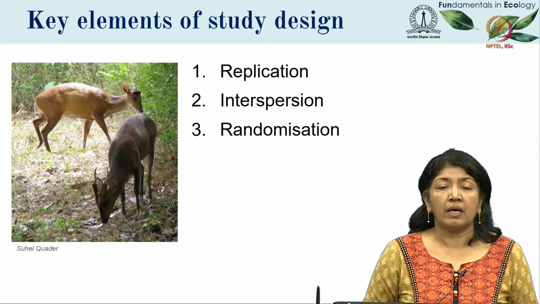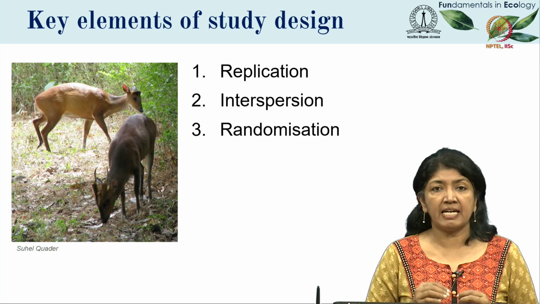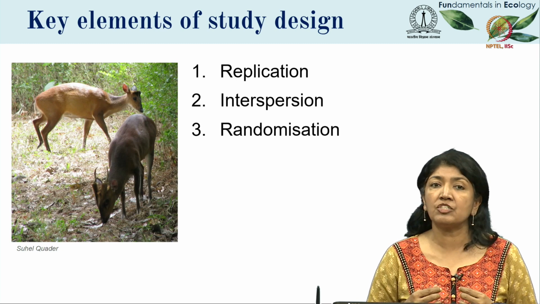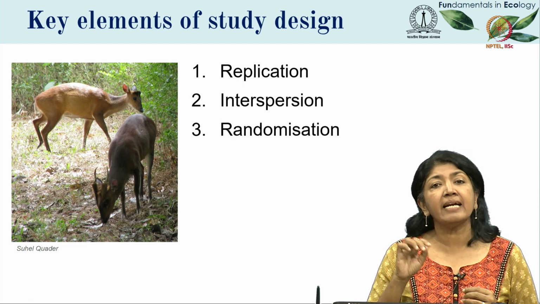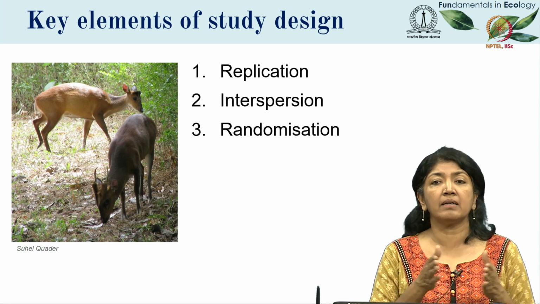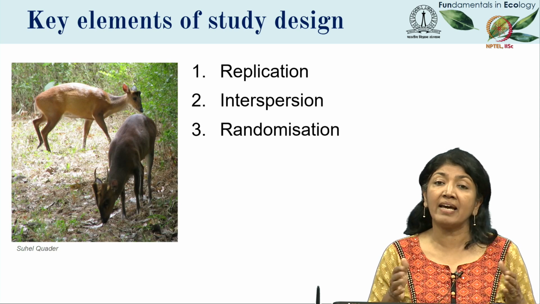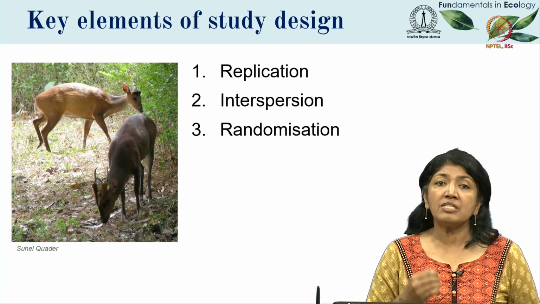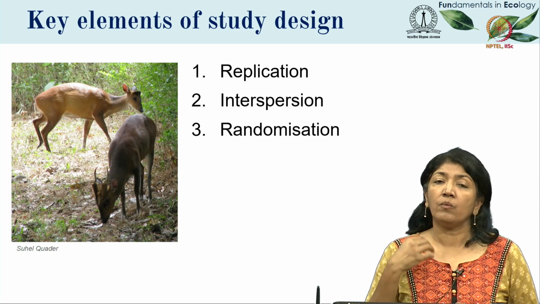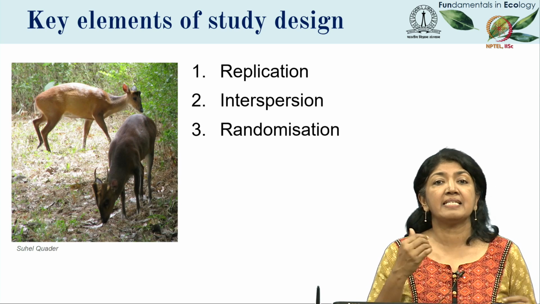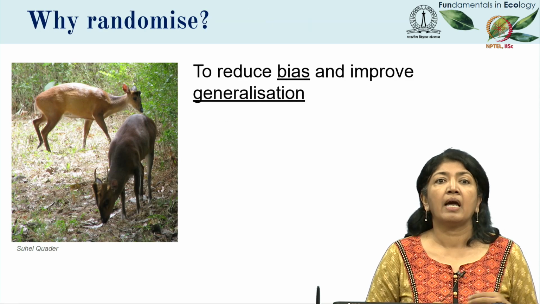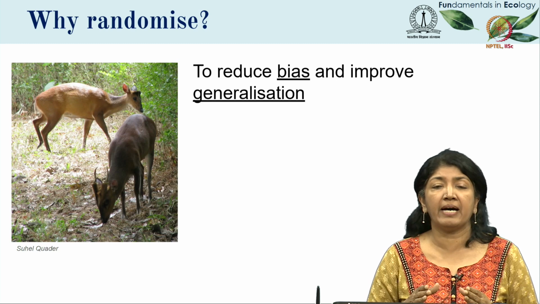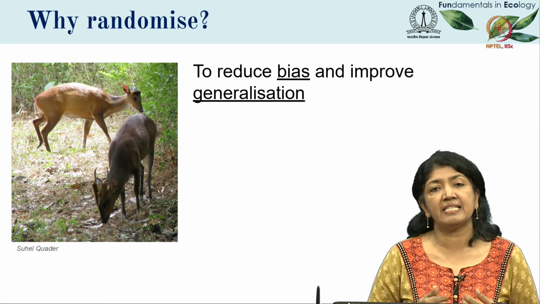Okay. Now, once you have decided how large a sample size you want, that is how many replicates you want, how do you select replicates from among the sampling units available for you to sample and measure? This is where randomization comes in. We select replicates at random, and we do so because we want to reduce bias and improve generalization.